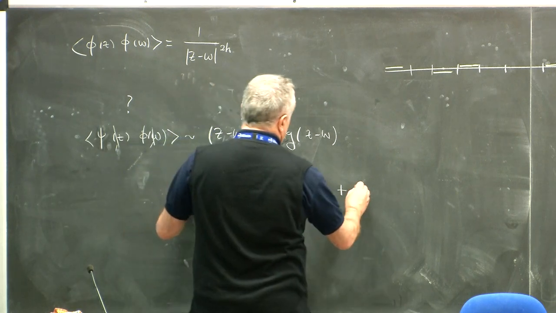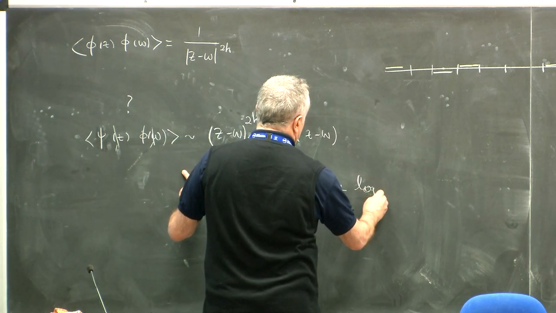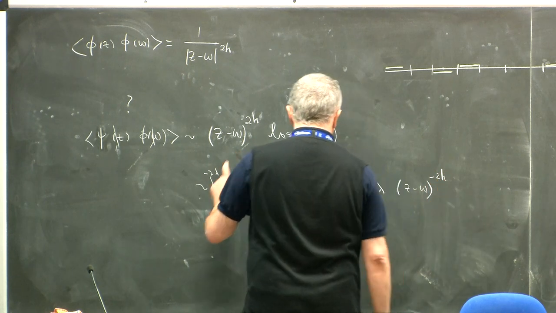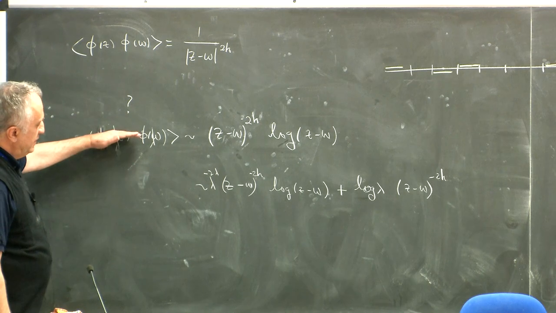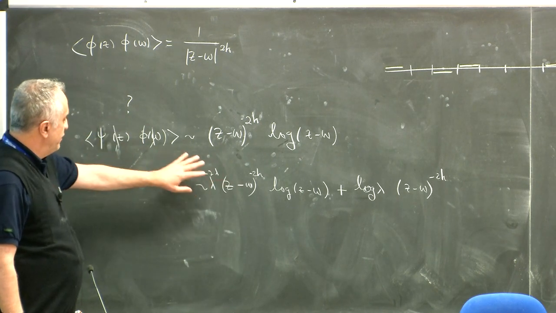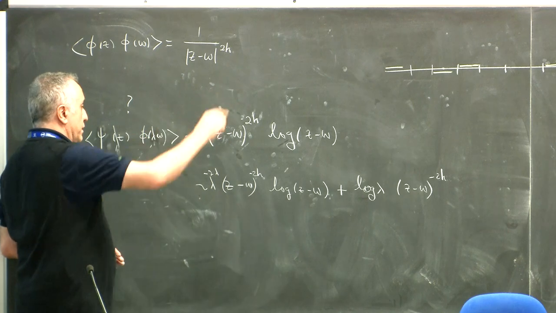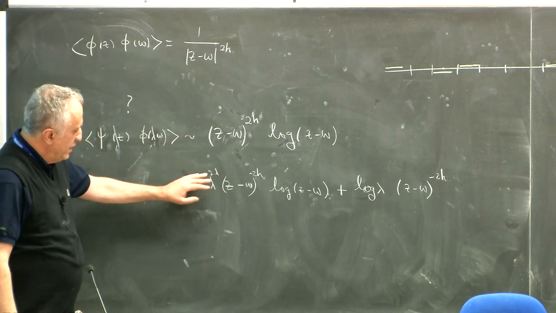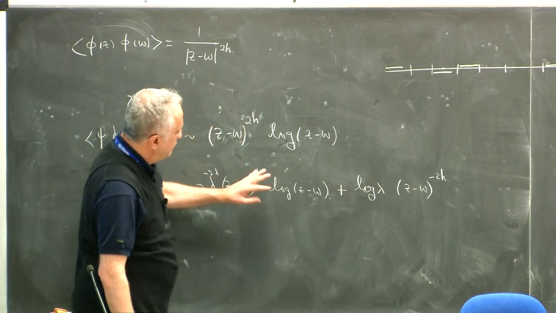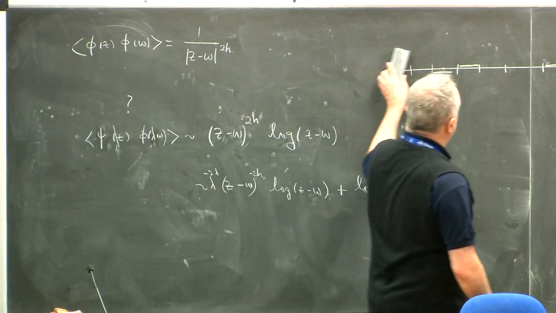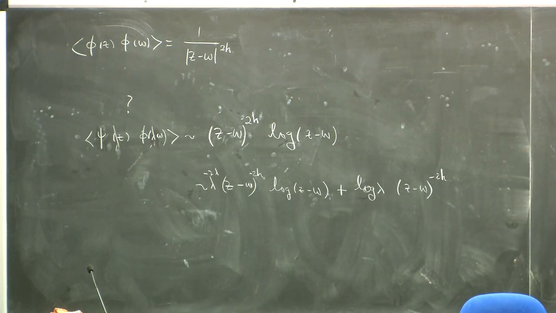plus a term which is log of lambda times... it turns out that this is allowed. You can have this kind of conformal field theories. And in fact, this percolation CFT is of this form. It has this strange way of transforming. But then it has to be non-unitary.